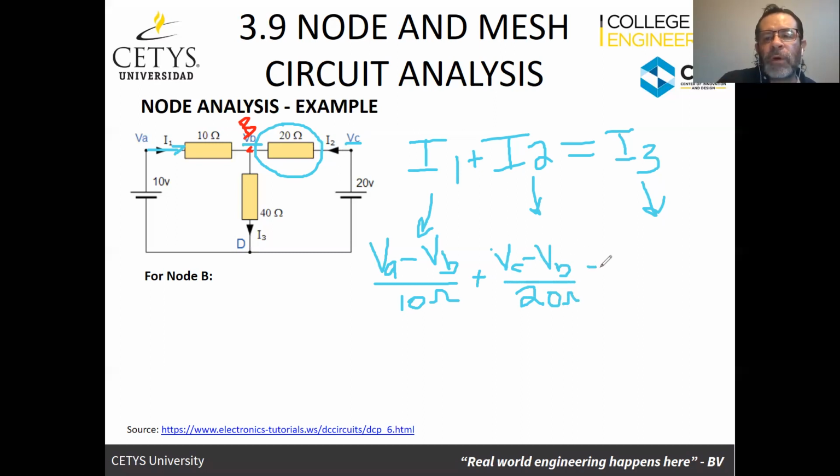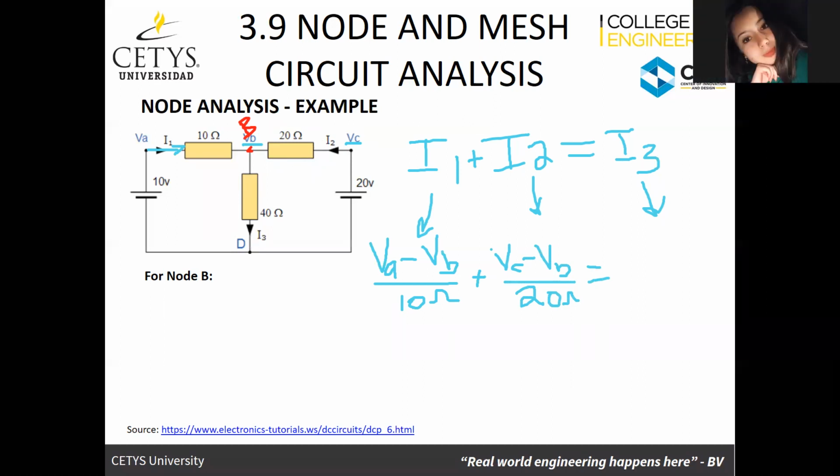And lastly, what would I3 be, which is the current here in the 40 ohm resistor? Now we're looking at... Maybe VB minus VD. Correct. Correct, Carmina? Okay.